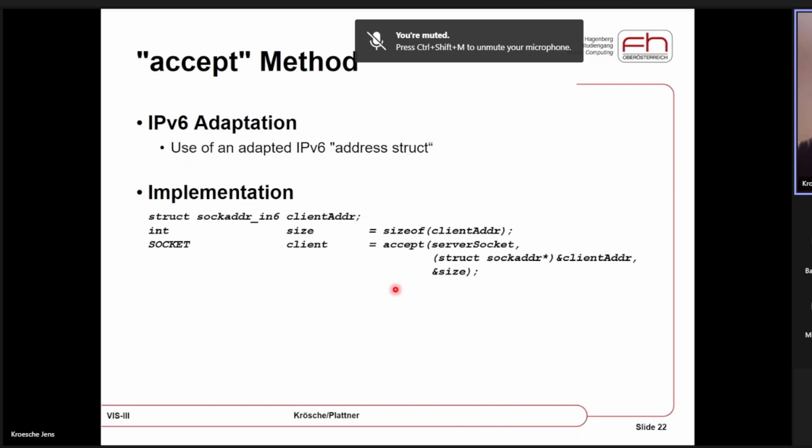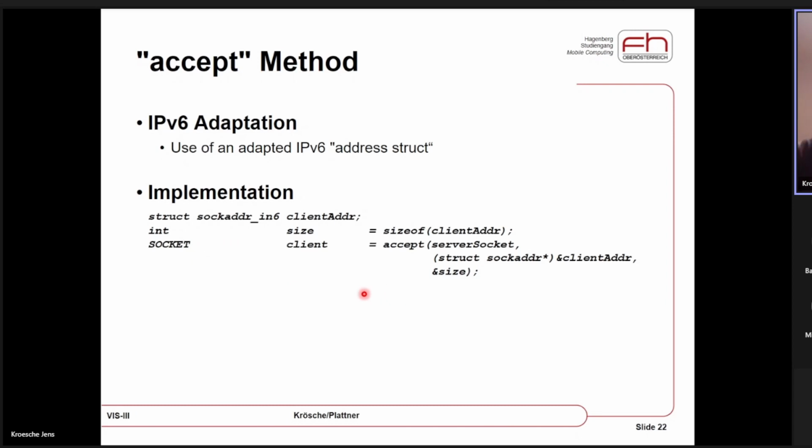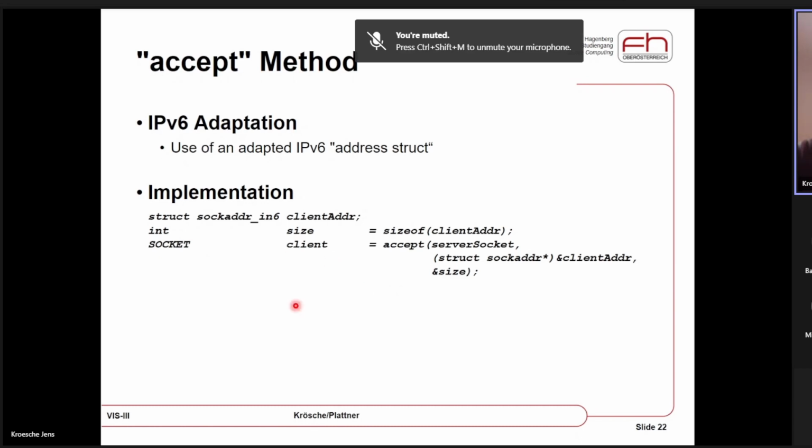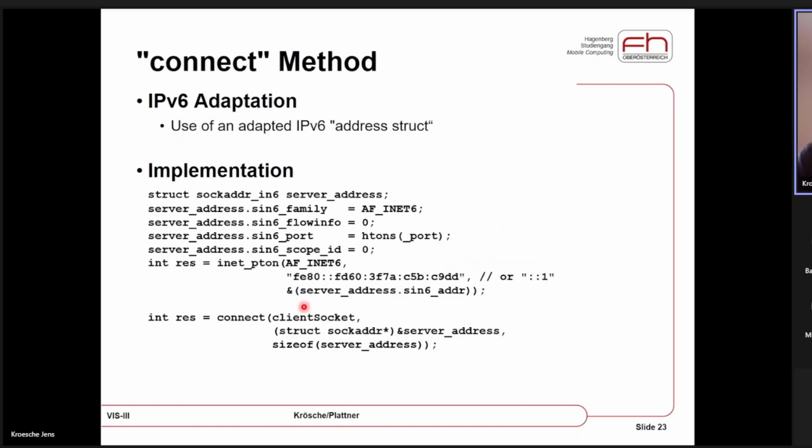Right. So the accept method, aside from that, everything else stays the same. You just need to make sure that you have the right size of the address. The connect method on the client side, again, an example of how to state an address that is targeting an IP version 6 address. So you can have a decent large IP version 6 address, or you can use ::1, which is the equivalent, as you know, for localhost or 127.0.0.1 in the IP version 4 world. So that's basically it.